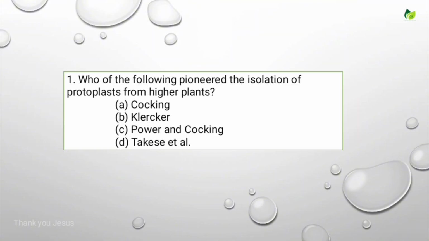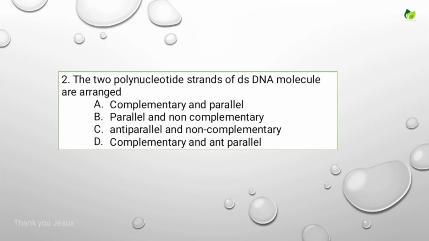Who of the following pioneered the isolation of protoplasts from the higher plants? Options are Cocking, Clarker, Power, and Cocking, Tekisi. For this, the correct answer is Cocking. Let's see the next question.